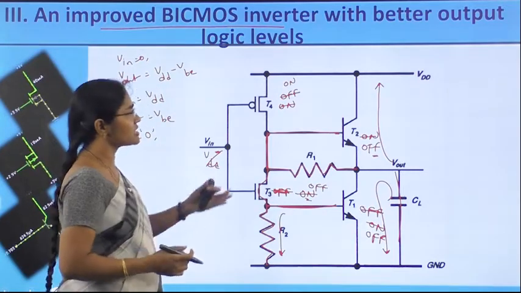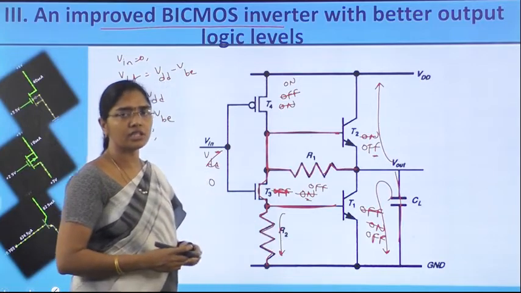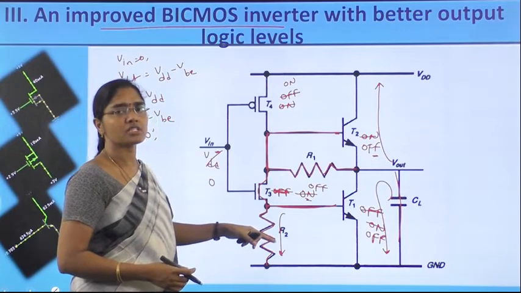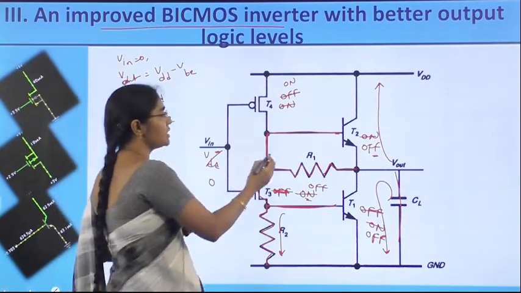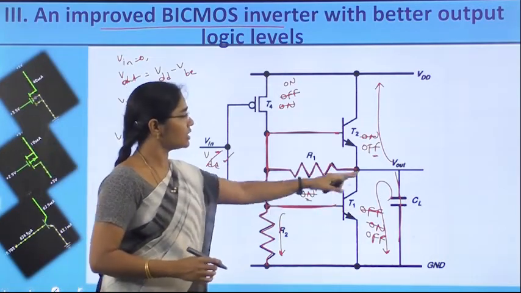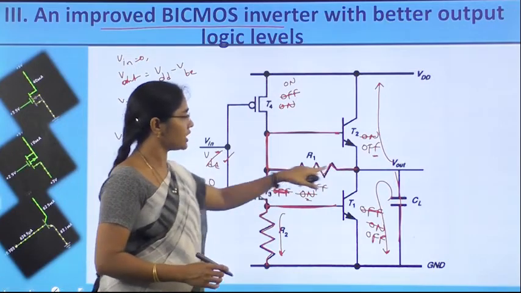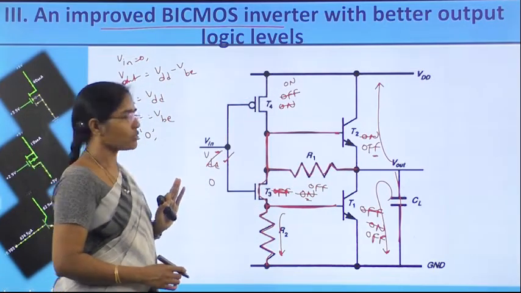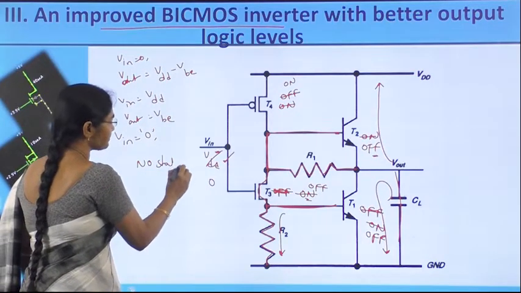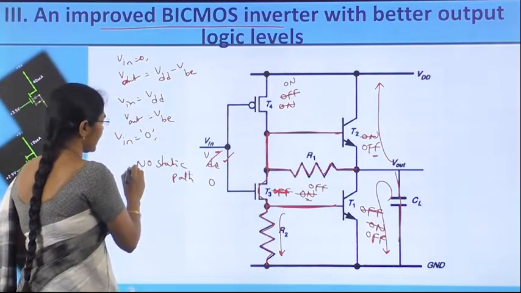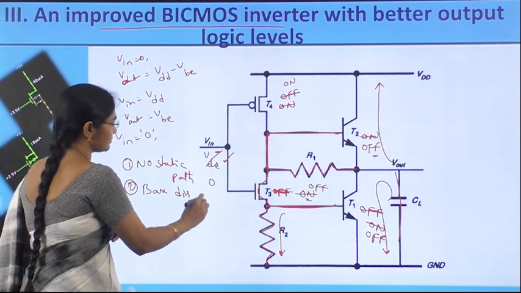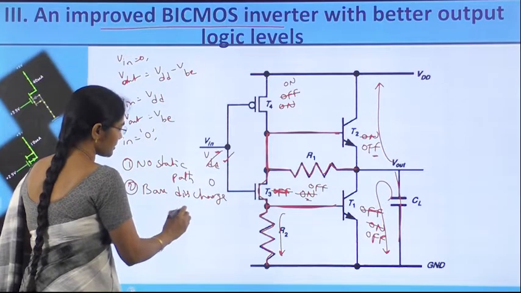And the output swings are VDD minus VBE and VBE only, and there is no static path connection between the two power rails when Vin is equal to VDD. No static path. That means when Vin is equal to VDD, what will happen? T3 is on, T1 is on, where this is connected to Vout, not to VDD. So, no static path. The advantages of this are no static path and there is a discharge path. So, a base discharge path exists.